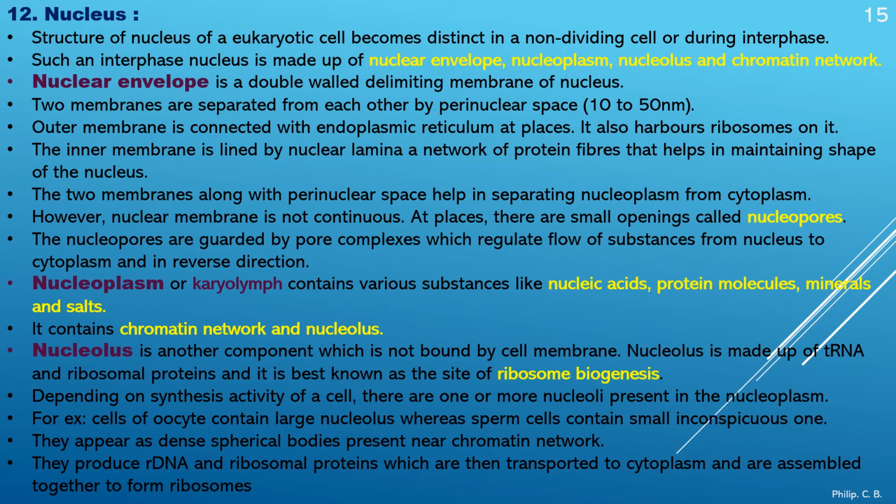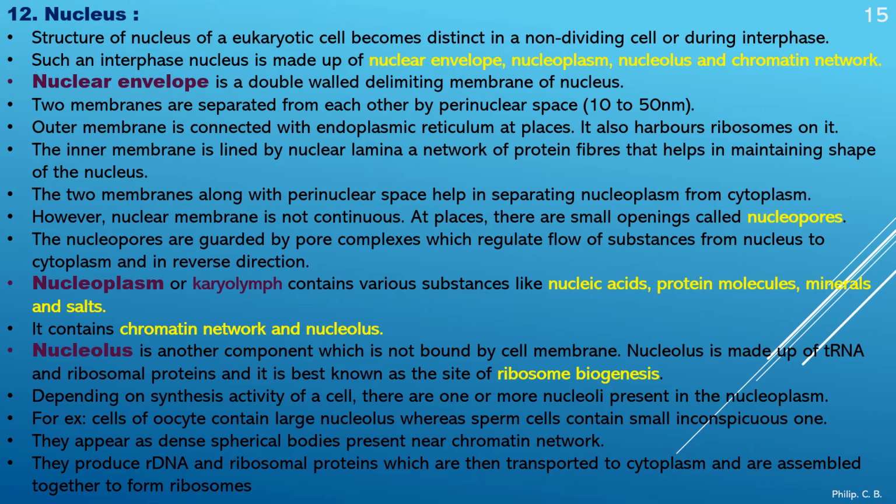Then nucleus, the next organelle. The structure of the nucleus of a eukaryotic cell becomes distinct in a non-dividing cell, or during interphase, and becomes very clear. Such an interphase nucleus is made up of the nuclear envelope, nucleoplasm, nucleolus and chromatin reticulum. We can say four parts of the nucleus.